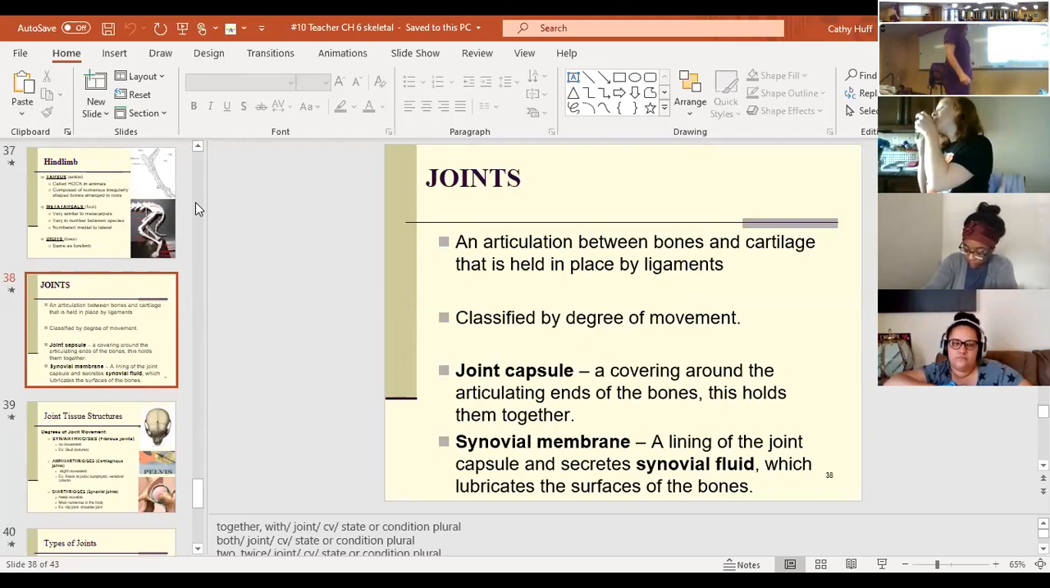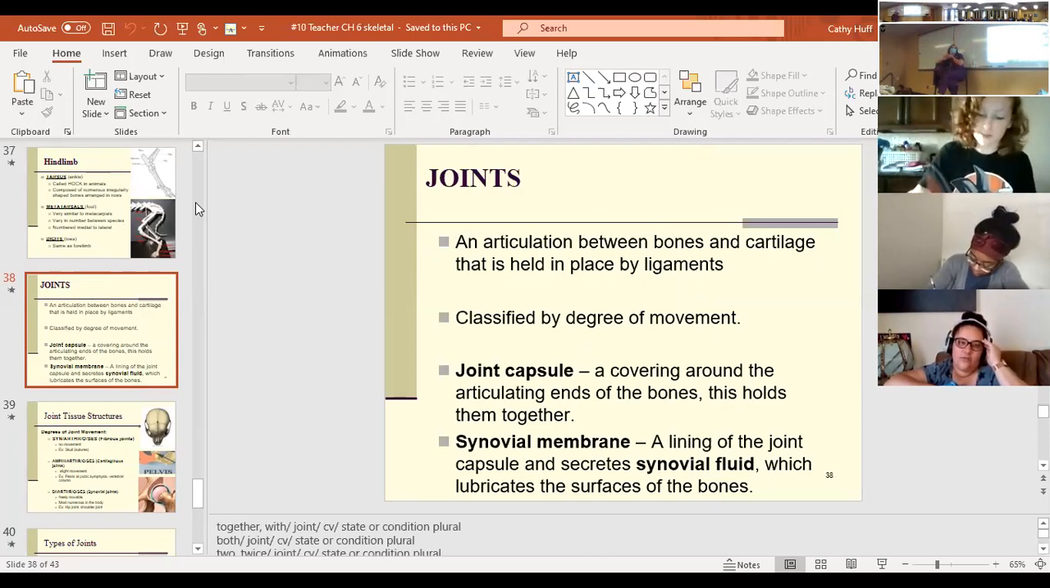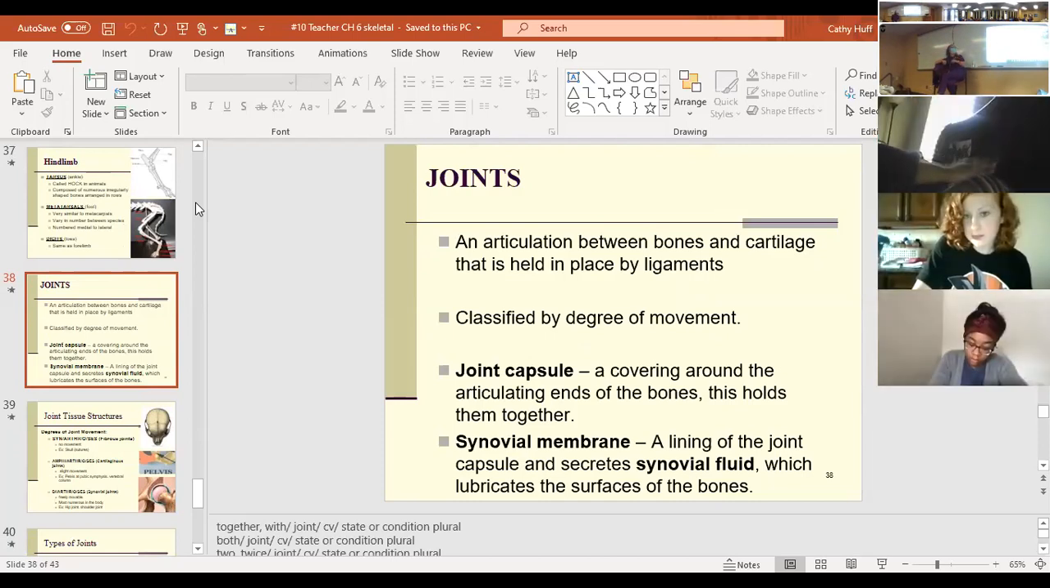All right, so now let's talk a little bit about joints. Tell me the medical term for joint. That's a type of joint. Arthro. Arthro is the medical term for joint. Joint is just simply where 2 or more bones come together.